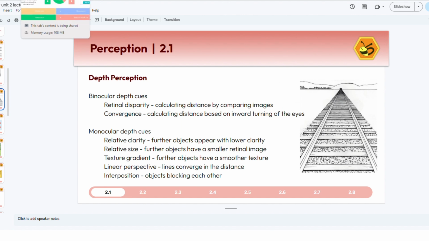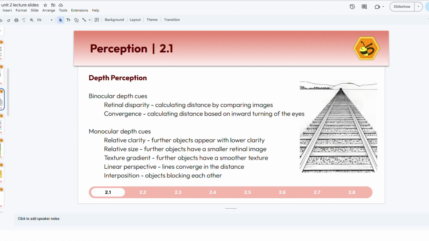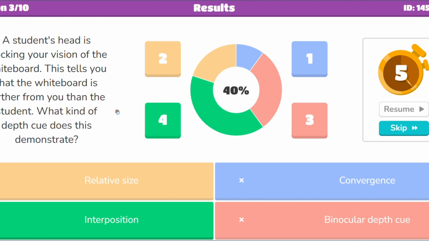Wait, I said that wrong. I did not mean to say the line thing. The line thing is linear perspective. Convergence is when the eyes physically go inwards. It's based on the angle of how inwards your eyes turn. So when you're looking at something closer to you, your eyes are going to turn in more. When you're looking at something far away, your eyes are not going to turn in as much.